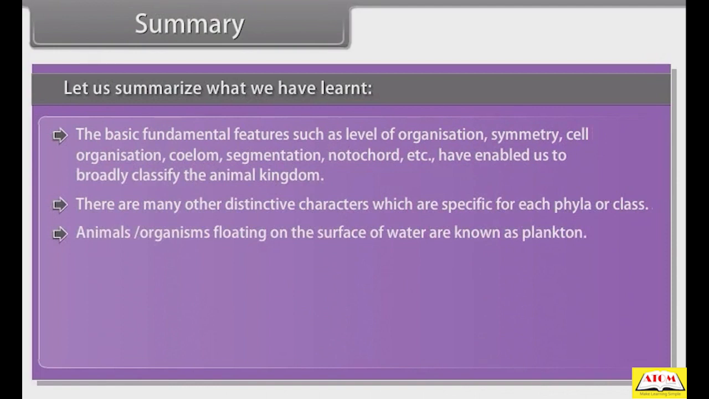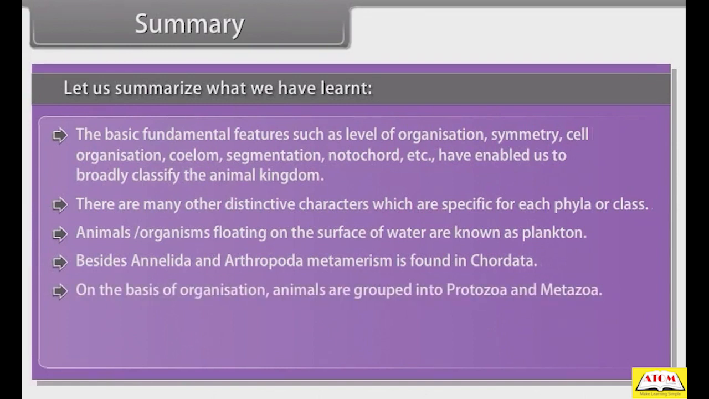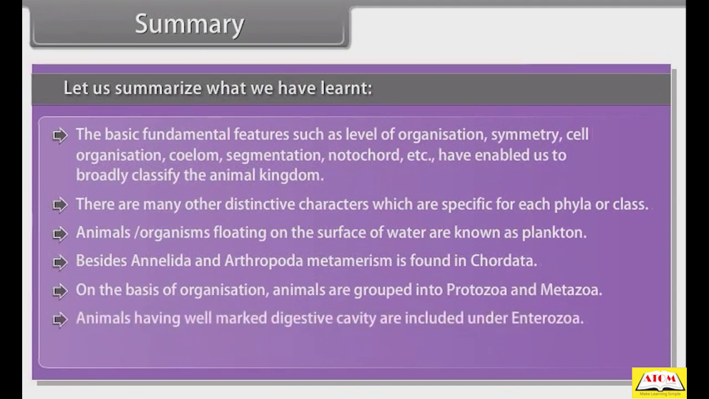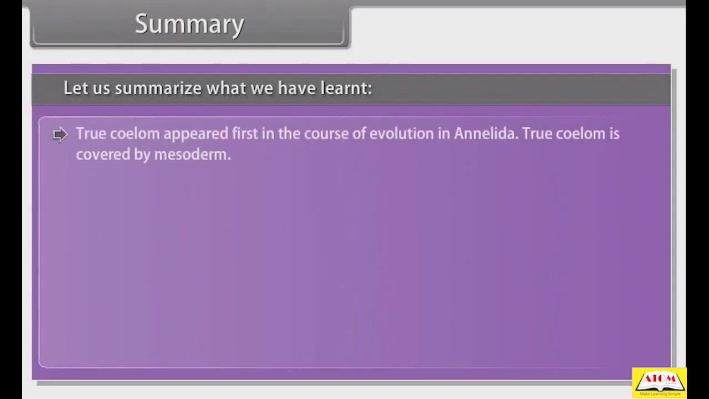Animals or organisms floating on the surface of water are known as plankton. Besides Annelida and Arthropoda, metamerism is found in Chordata. On the basis of organization, animals are grouped into protozoa and metazoa. Animals having well-marked digestive cavity are included under enterozoa. A true coelom is absent in phylum Platyhelminthes and Nematoda. True coelom appeared first in the course of evolution in Annelida.